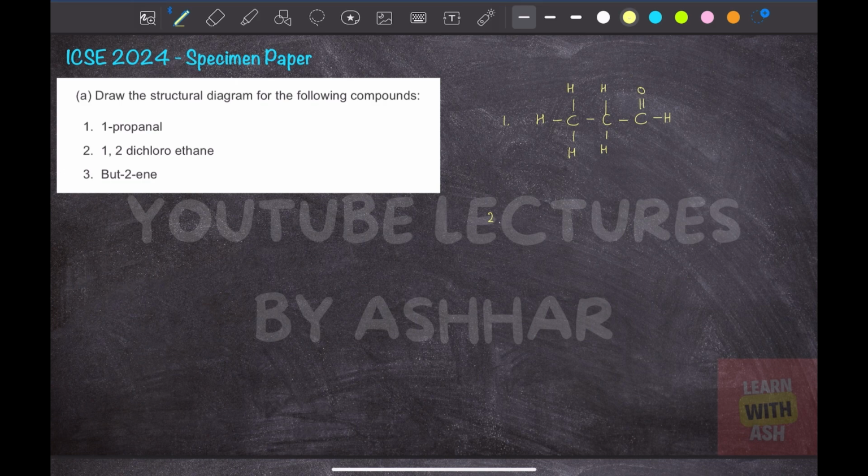Moving on with the second one, it is given to us 1, 2 dichloroethane. How many carbons are there in ethane? In total there are two carbons. First is the first carbon, second is the second carbon. At the first and second carbon there will be a chlorine group, and the remaining part will simply contain the hydrogen atoms. So this is 1, 2 dichloroethane. Regarding the third one, we have already discussed in this video, so it will simply look like this. That is butene.